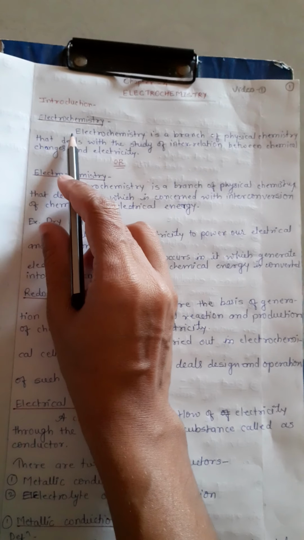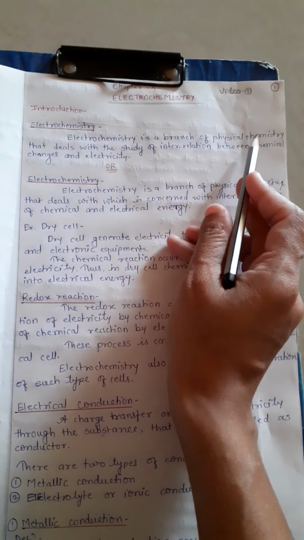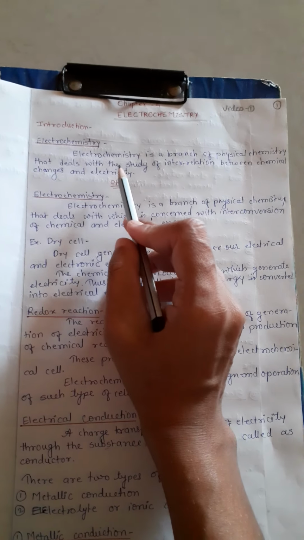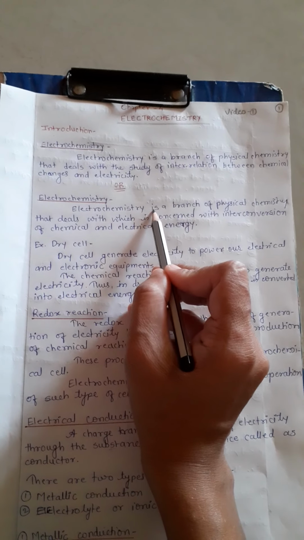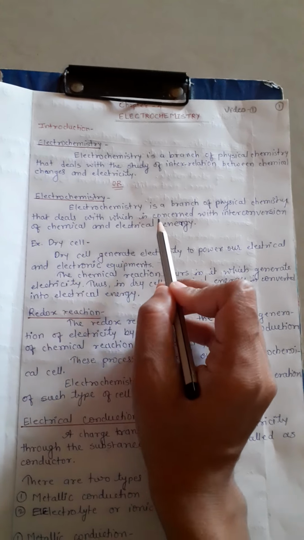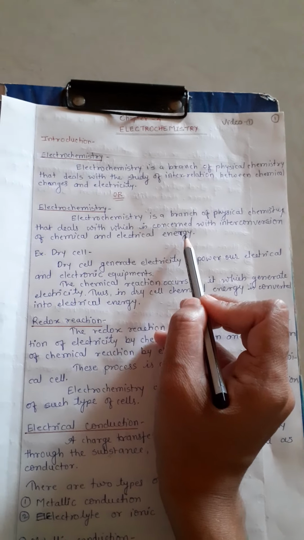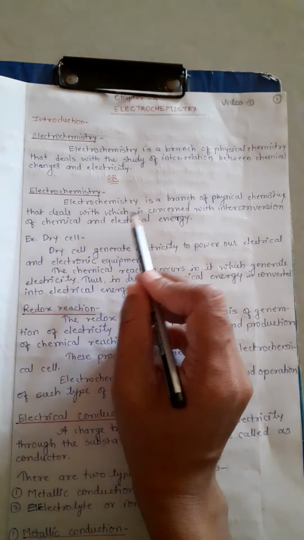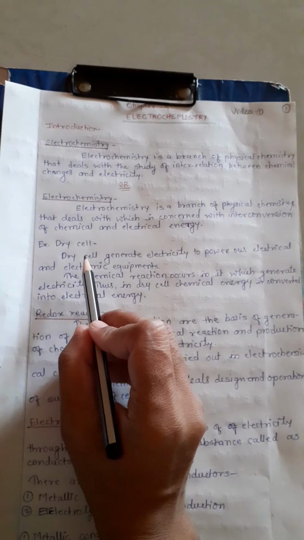First one is the introduction. What is meant by electrochemistry? Electrochemistry is a branch of physical chemistry that deals with the study of interrelation between chemical changes and electricity. Or electrochemistry is also defined as a branch of physical chemistry concerned with interconversion of chemical and electrical energy. Means in electrochemistry there is an interconversion: chemical energy is converted to electrical energy or electrical energy is converted into chemical energy.